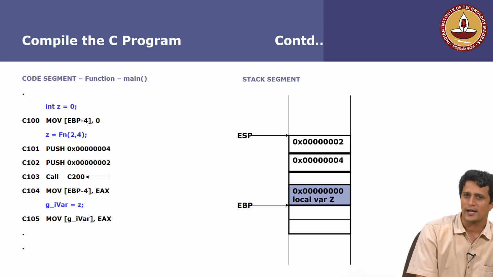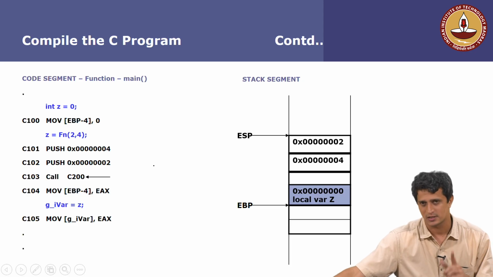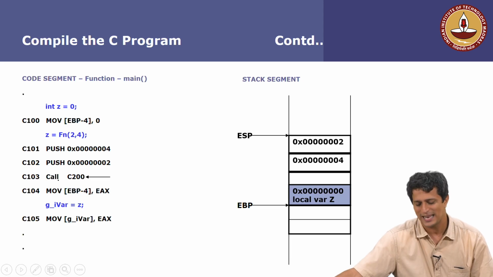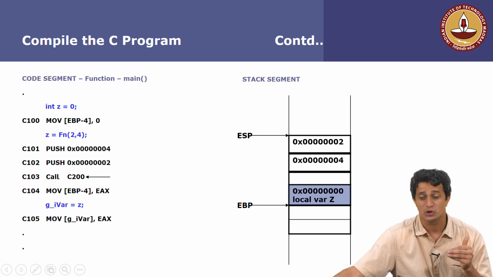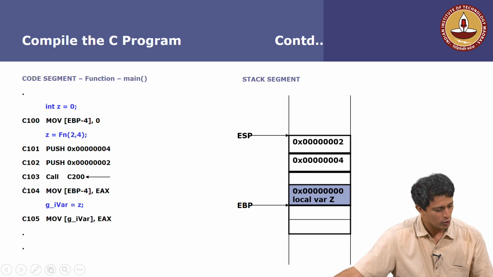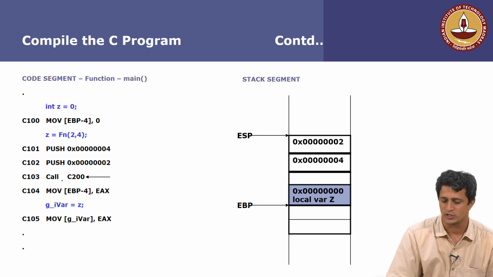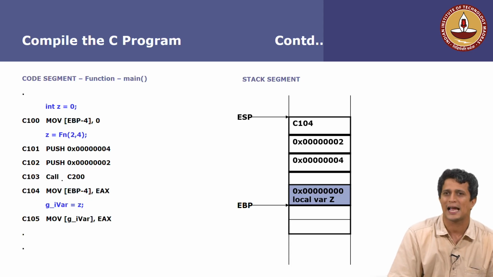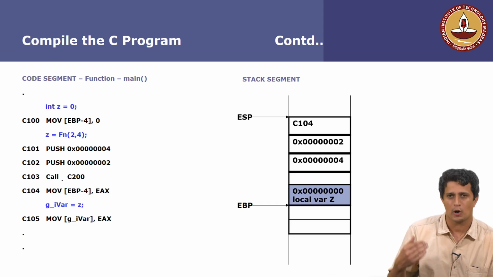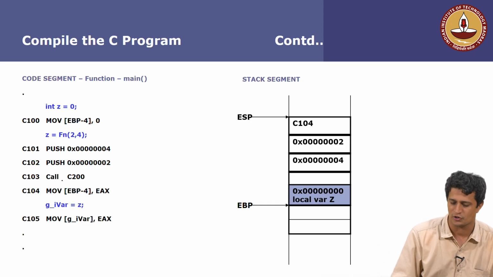Now, when I try to do a call of C200, the microprocessor, as we discussed earlier, knows during the decode phase of this call instruction that the next instruction where it has to resume from after returning is C104. So, therefore, before it transfers the control of the instruction pointer to C200, it will push onto the stack the return address, which is C104. So, note that the stack pointer has implicitly moved by a large amount now because of various push and call instructions.